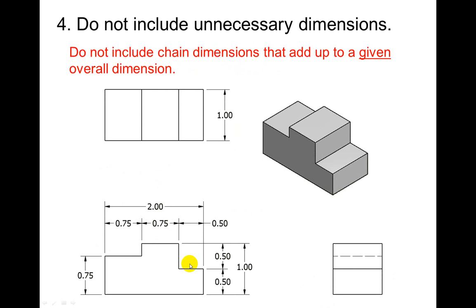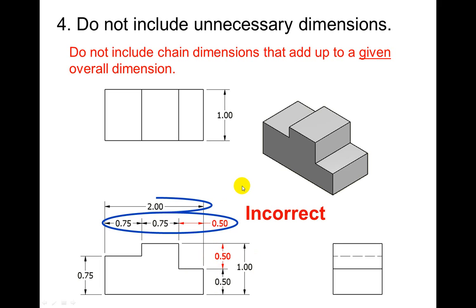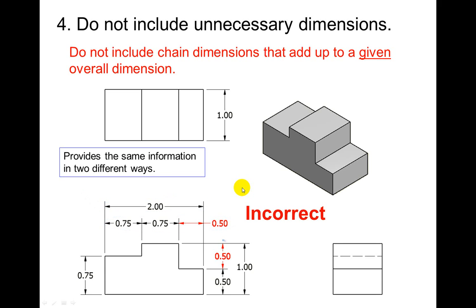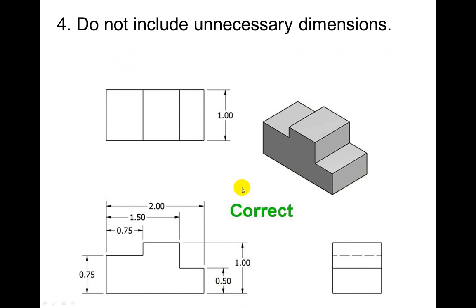You're not going to include chain dimensions that add up to a given overall dimension. You either want to do chain dimensions or you want to do the overalls, but not both. Because you can tell here that this dimension is already given by these dimensions, you don't need that overall dimension with it. So that's why this is incorrect, because obviously it's providing the same information twice. The correct way, I know you've seen this a few slides, but this is the correct way.